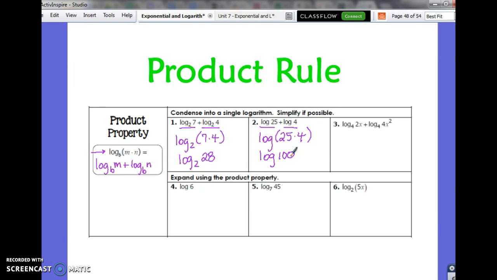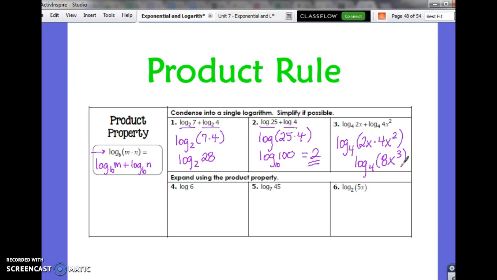And that one there, you can actually simplify a little more, because if you remember, the base of the common log is 10. So you're thinking to yourself, 10 to what power gives you 100? Well, that would be 2. So continue to simplify as much as you possibly can. On this last one, log base 4, you've got some variables in there, but you treat them the same way. You just multiply your quantities together. So that will be log base 4 of 8x cubed.